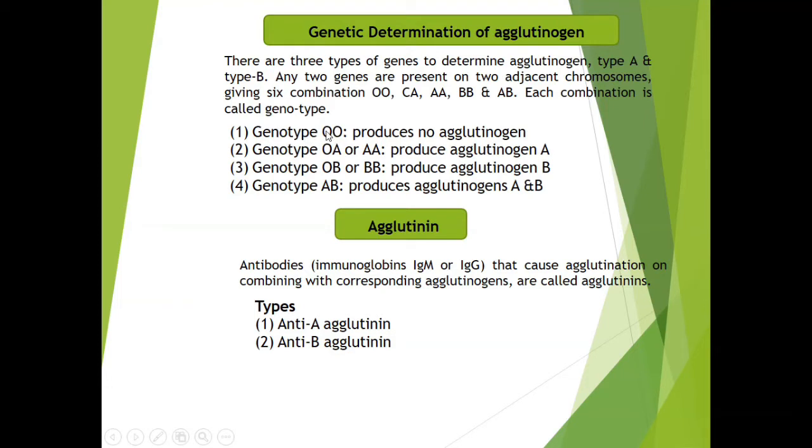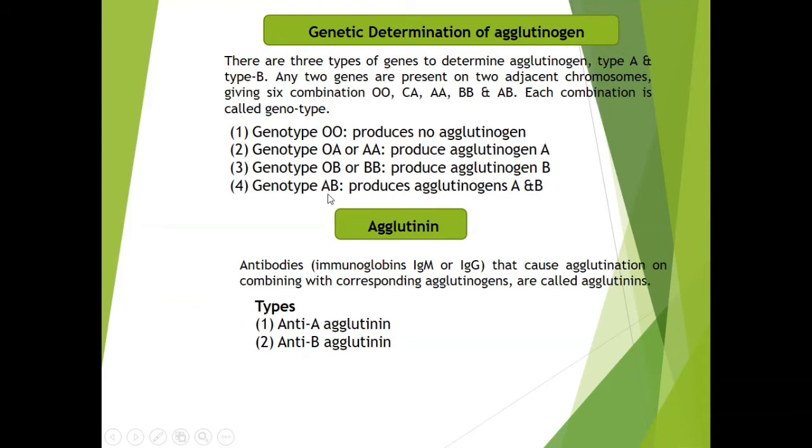While genotype OA or AA: OA means one antigen A on one chromosome, while no allele on the second chromosome. That produces agglutinogen A, while genotypes OB and BB produce agglutinogen B, and genotype AB produces agglutinogens A and B, both present on the surface of RBC.